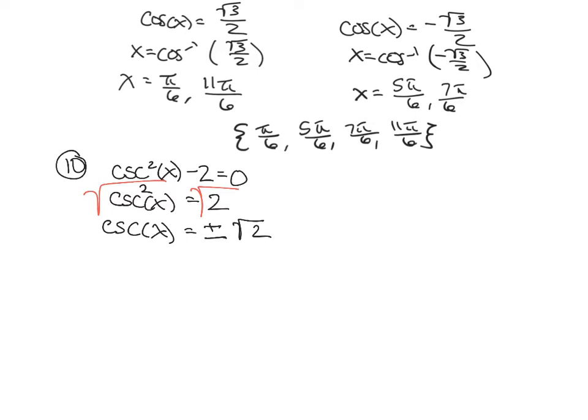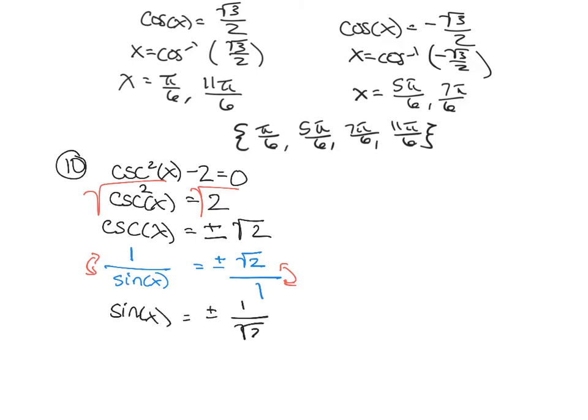And then I'm going to be doing the exact same thing here that we did in the previous problem. I'm going to change this to 1 over sine of x is equal to the positive and negative version of square root of 2, and I'm just going to stick that over 1. I'm going to switch these around. So we end up with sine of x is equal to plus or minus 1 over the square root of 2. But there's an issue here. We must rationalize. So let's multiply top and bottom by square root of 2.